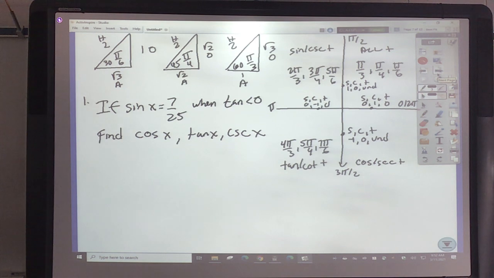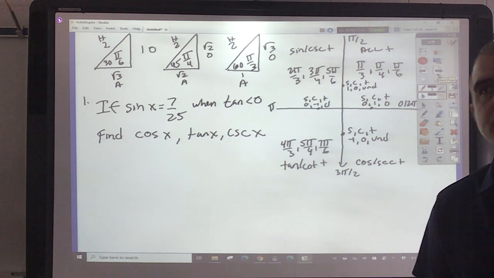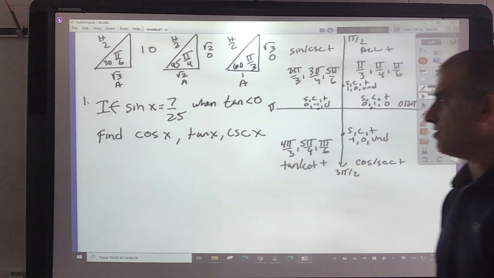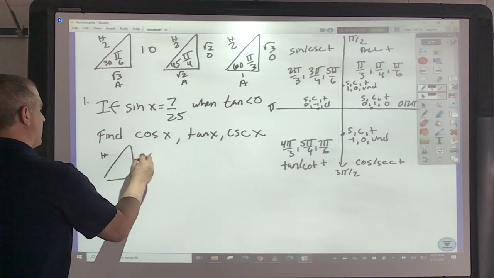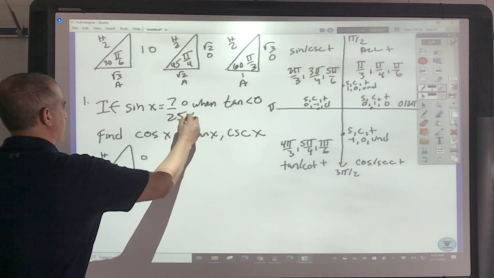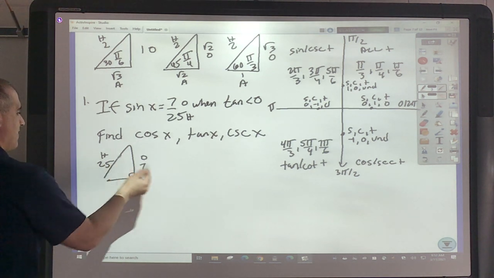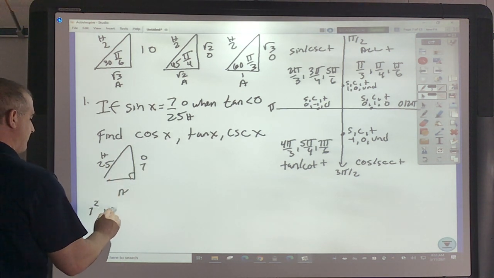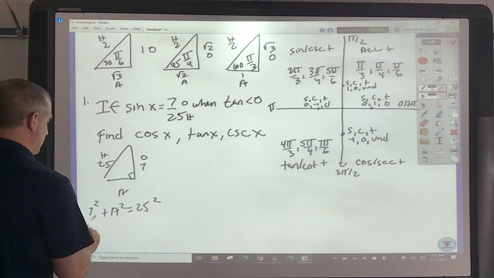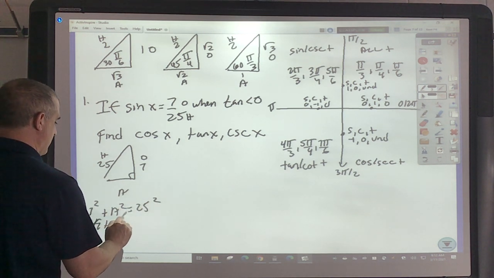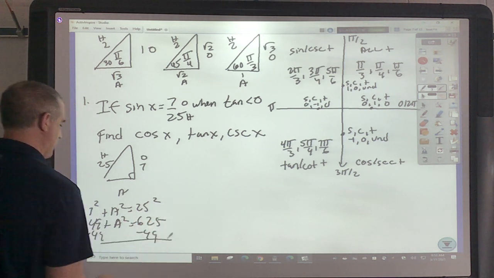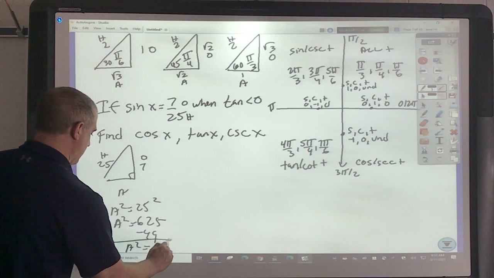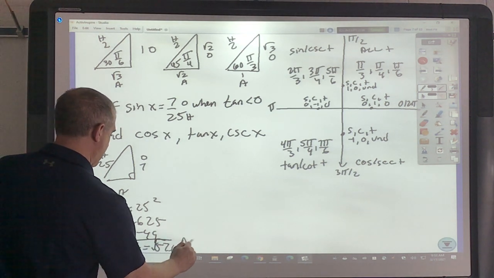Now we're going to do something that we've done before in the past. They'll show this with identities, but you really don't need the identities to do this. We draw the triangle, hypotenuse, opposite, and adjacent. This is opposite, this is hypotenuse. That's going to be 7 and 25. I can do the Pythagorean theorem. That's 49 plus a squared equals 625. Subtract 49, that's going to be 576. I take the square root of that, and I get a is 24.